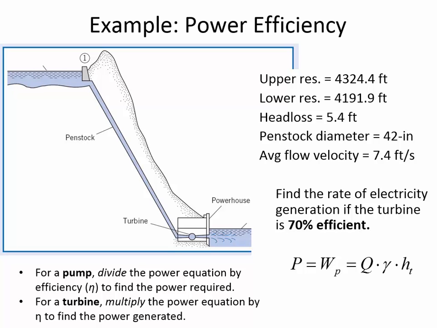We can convert that to horsepower. Power is sometimes expressed in terms of horsepower, where there's 550 foot-pounds per second per horsepower. So the power that we've just calculated is equivalent to 1026.7 horsepower.